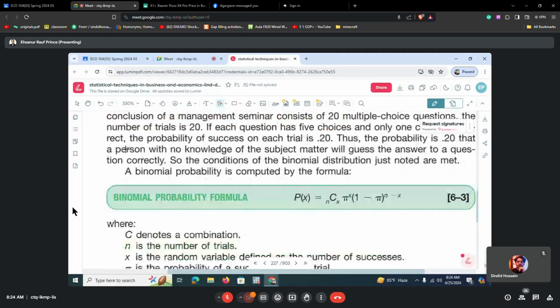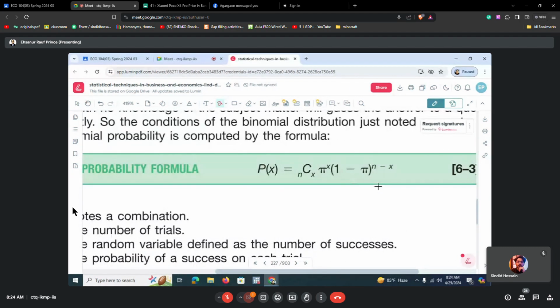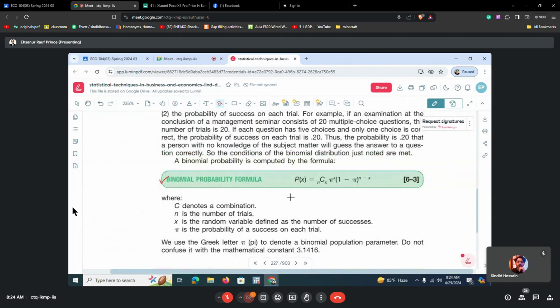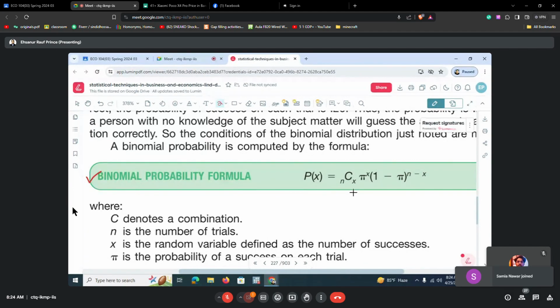Now let's see how to calculate the binomial probability. This is the formula. Please write the formula: P(x) = nCx × π^x × (1 − π)^(n − x). Please write the whole thing. The binomial probability formula: P(x) = nCx × π^x × (1 − π)^(n − x). Write the formula everywhere.